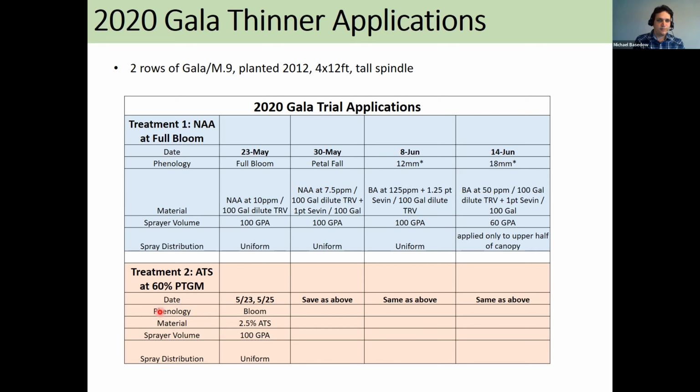In contrast with that, we had our experimental treatment. This was that ammonium thiosulfate, and we applied that at 60% pollen tube growth model growth. And that went on twice. So that first time at 60%, and then a follow-up application when it hit 60% again. And then those trees were followed with that same follow-up applications at petal fall, 12 millimeter and 18 millimeter.